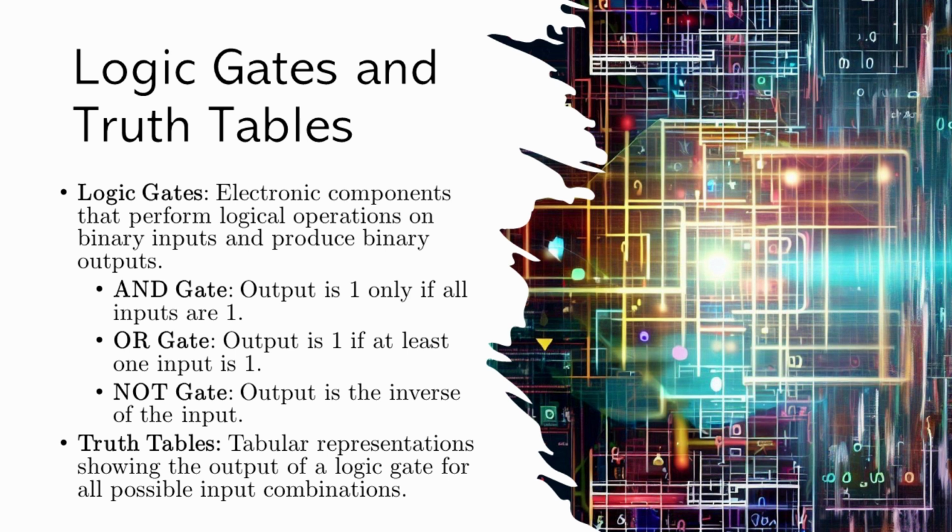The AND gate outputs 1 only if all of its inputs are 1. It represents logical conjunction. The OR gate outputs 1 if at least one of its inputs is 1. It represents logical disjunction. The NOT gate, also known as an inverter, produces the inverse of its input. It represents logical negation. To understand the behavior of logic gates, we use truth tables. Truth tables are tabular representations that show the output of a logic gate for all possible input combinations.